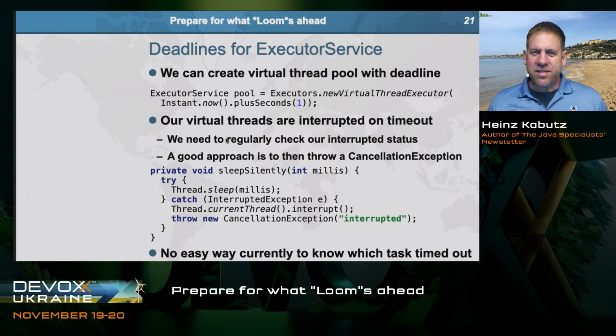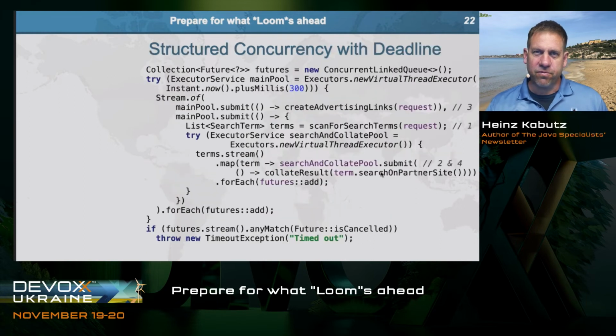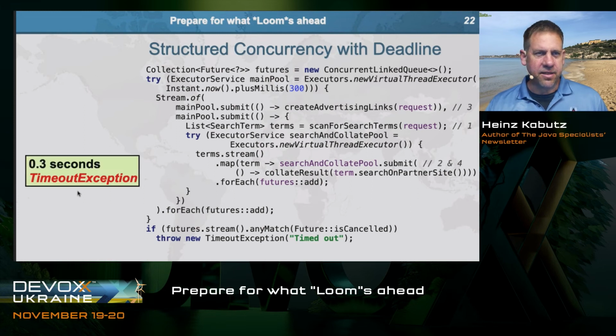Now, there wasn't an easy way to know which task timed out. And so this is still really something that they're working on. And they've taken it out again in the current version of Project Loom, version 18. So this code actually wouldn't work. But here's the idea: if I set my limit to 300 milliseconds, then I'm going to get a timeout exception here. Right, but as I said, this doesn't actually work anymore.